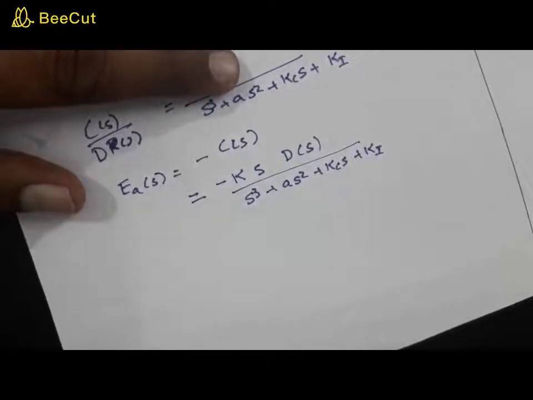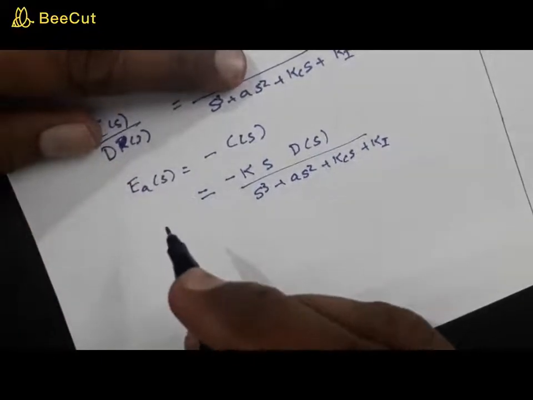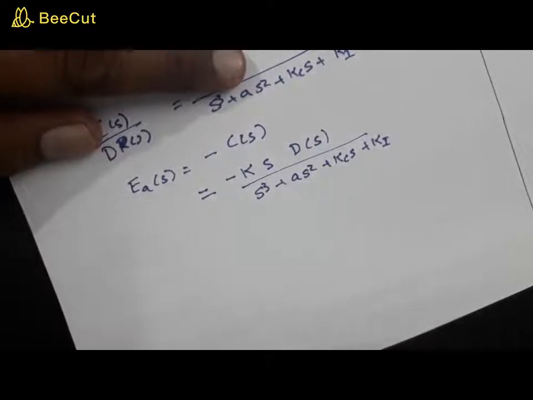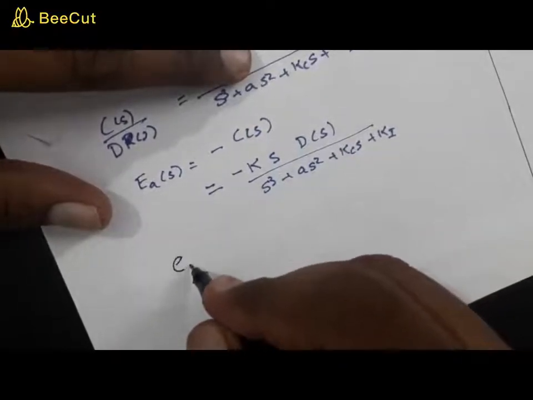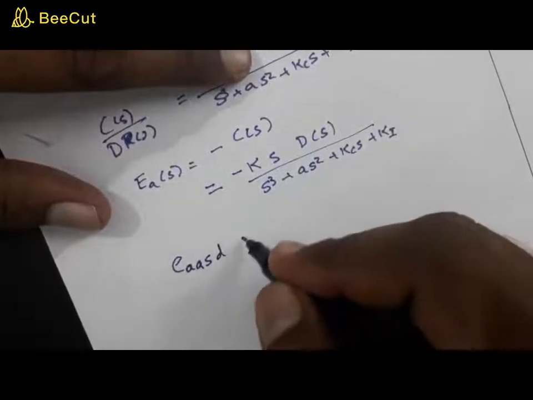Now the steady state error in the actuating signal due to a step disturbance is 0, and due to a ramp disturbance input, let's see what the steady state error Ea is for this disturbance.